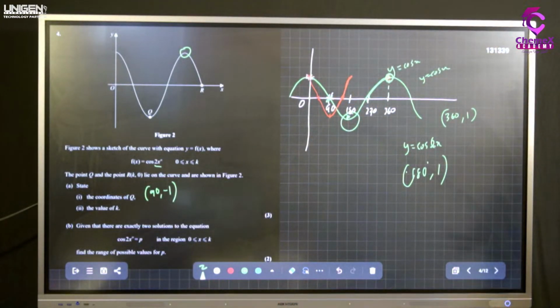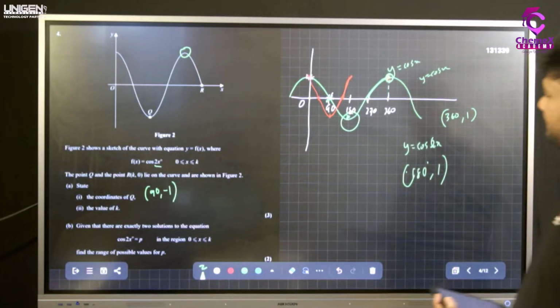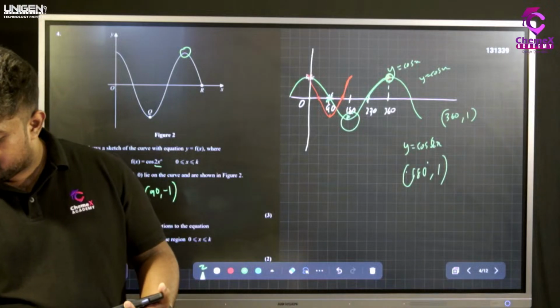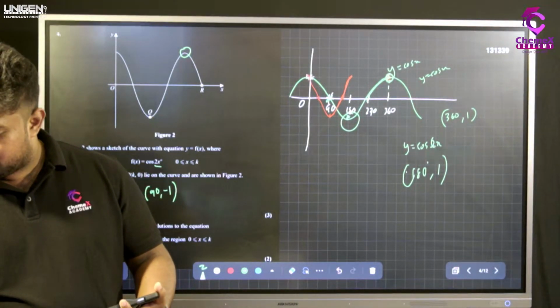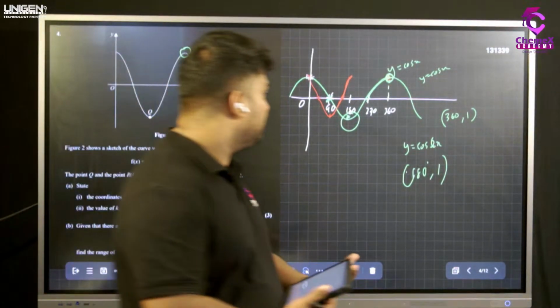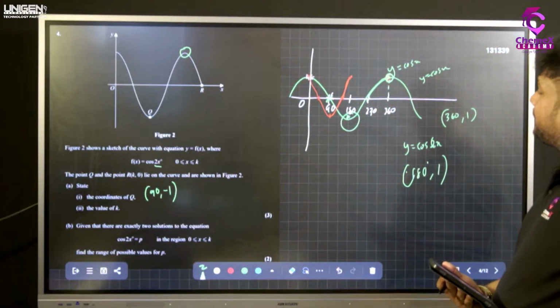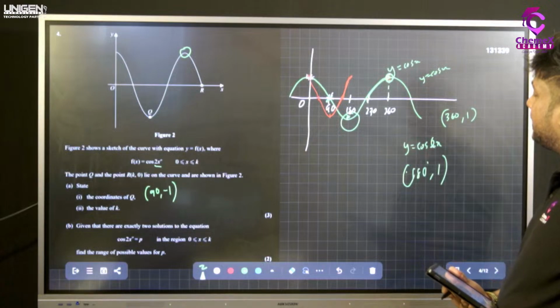Okay, or no? Is it correct? That is my question. Just type cos 360 and check what you get. Cos 360 is 1. In this case it becomes divided by 2.